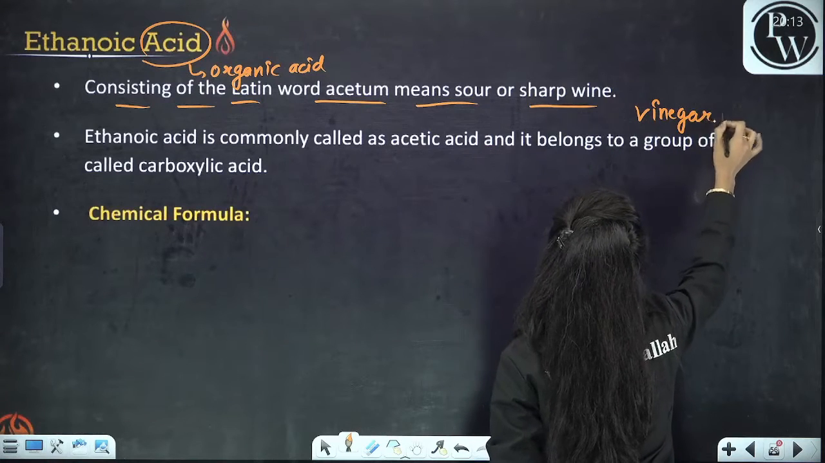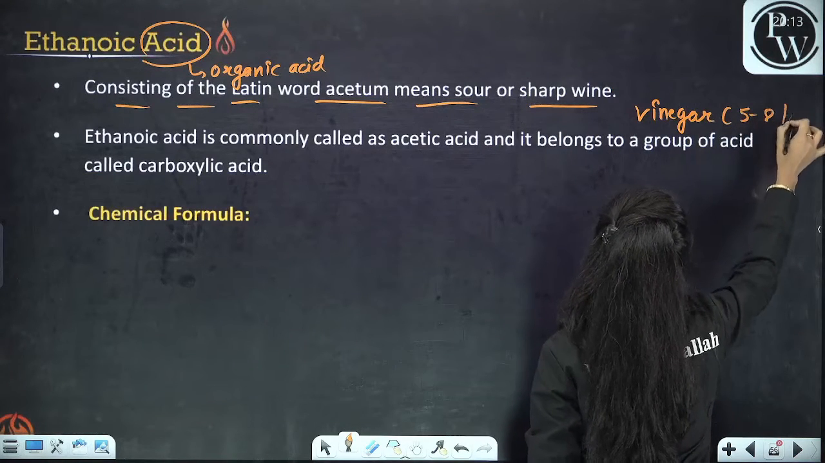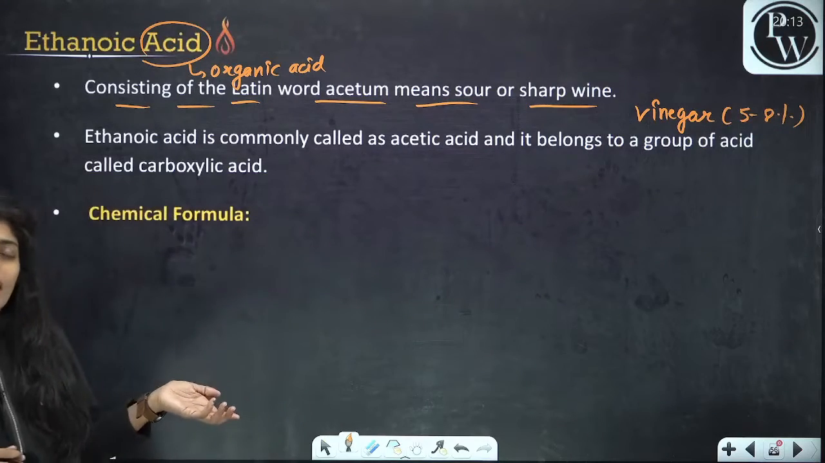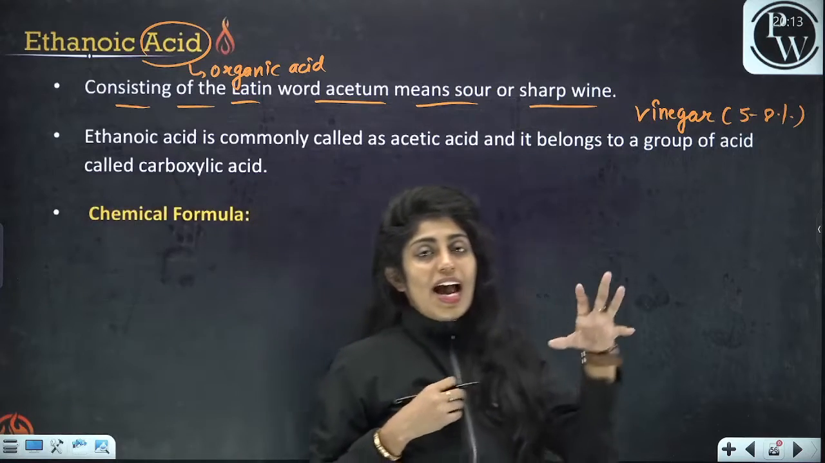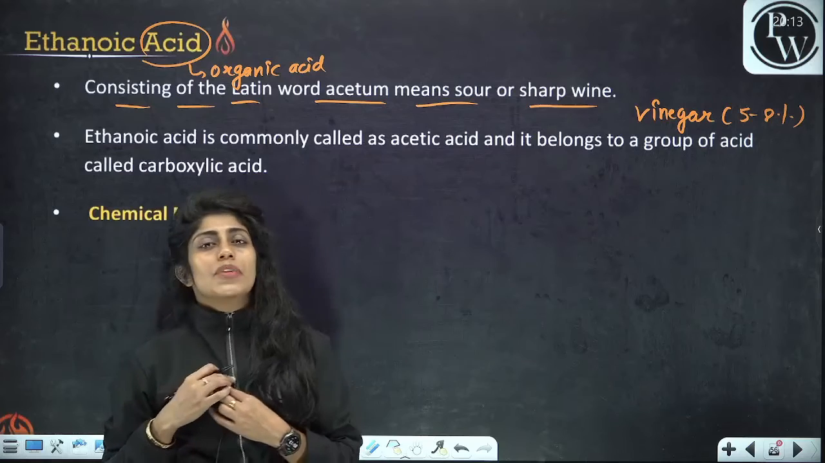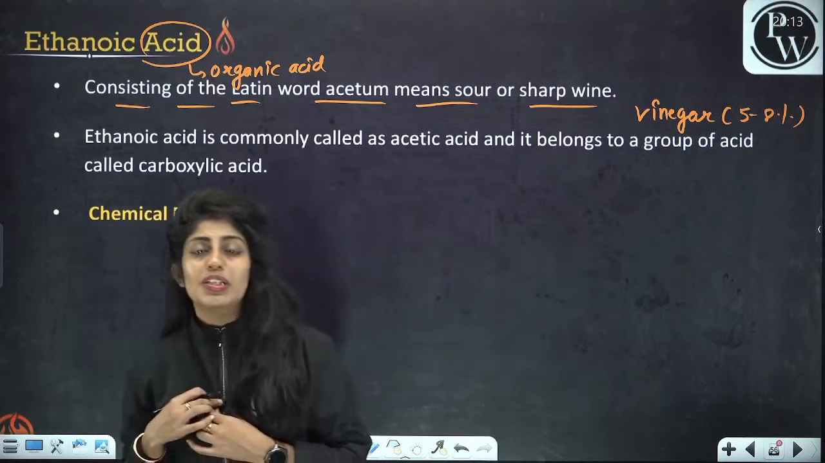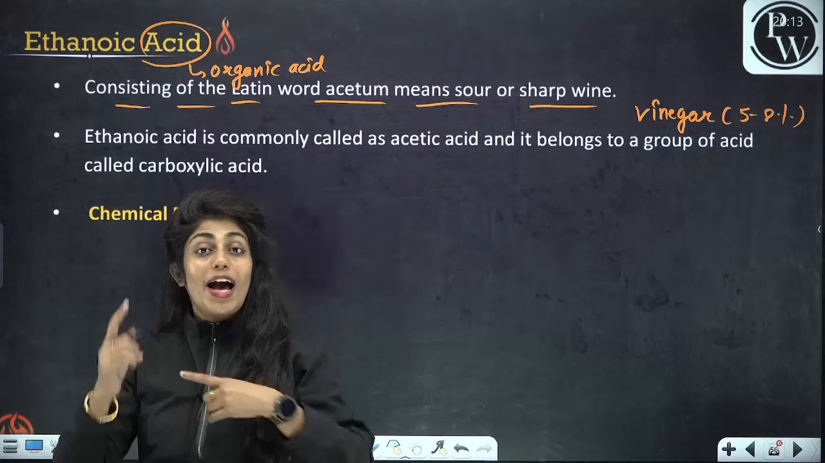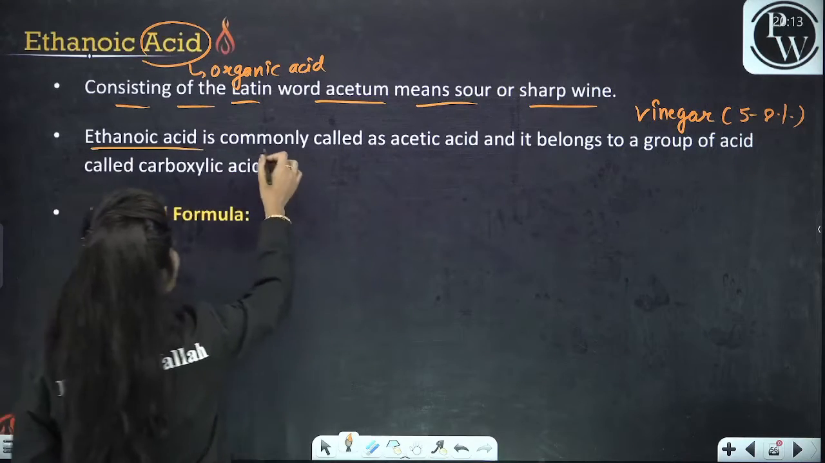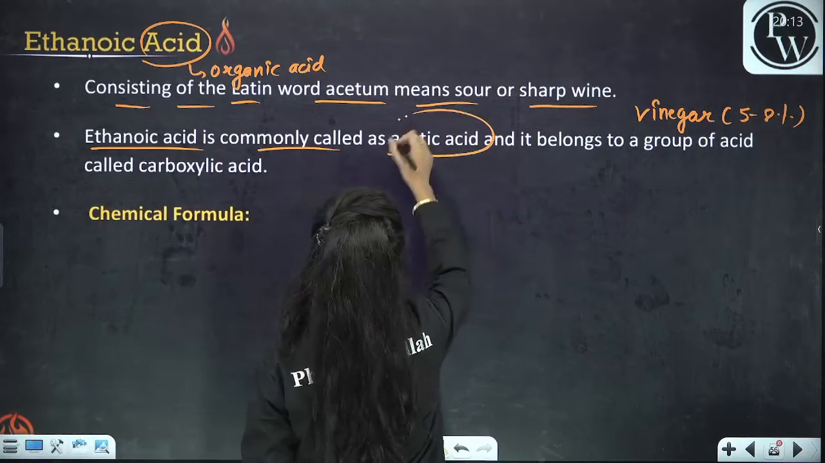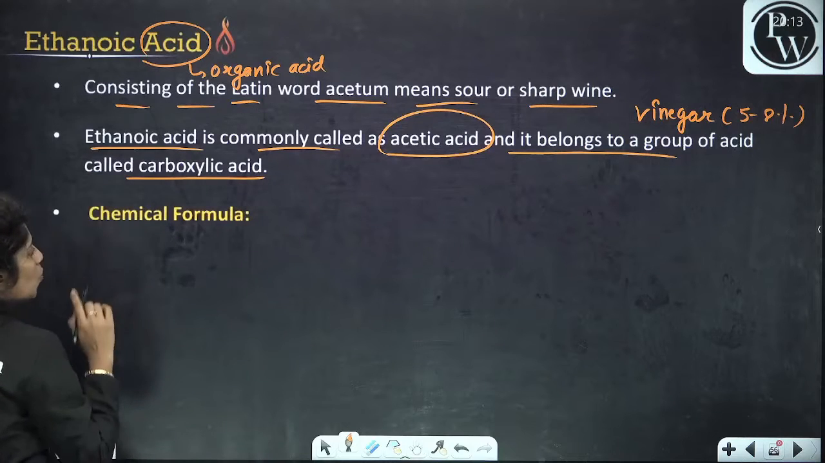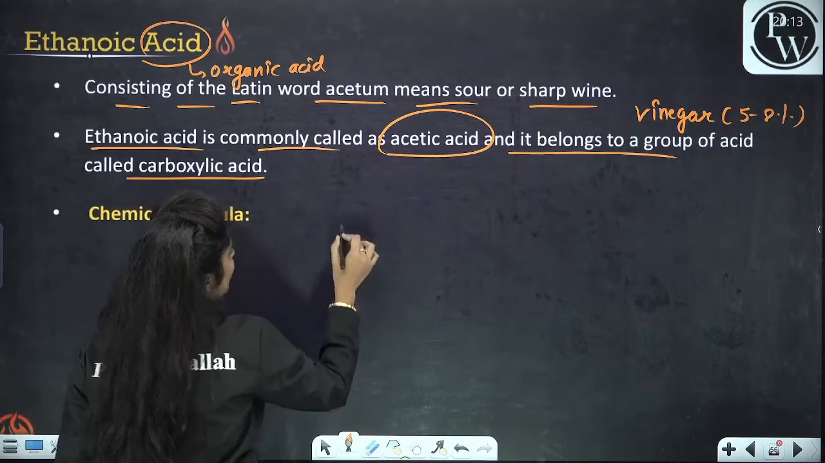Vinegar is only 5 to 8% of acetic acid. That means if you are taking 5% of acetic acid, 95% will be water. And that dilute solution, you call it vinegar. And you consume it in the preservation of alcohol. You consume it in fast food, right? Your noodles, etc. So, ethanoic acid is commercially called acetic acid, and it belongs to a group of acids called carboxylic acid. What is the chemical formula? That's your CH3COOH.